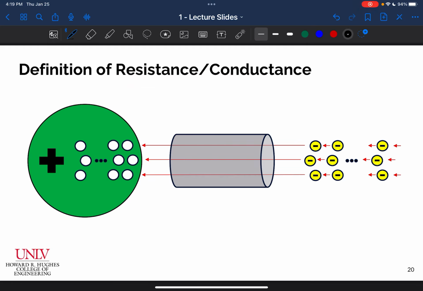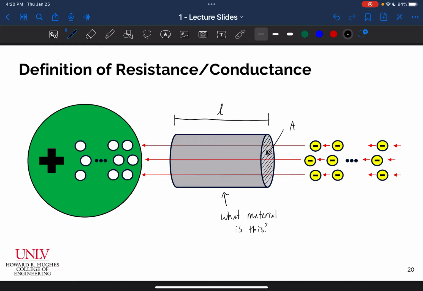So my wire here has some length, L. It also has some cross-sectional area, A. That would be the area of this circle here. Those two things are purely geometric aspects of the wire. It has a third aspect that we can't really see from this picture, but it would depend on what material this is. What material do we have here?